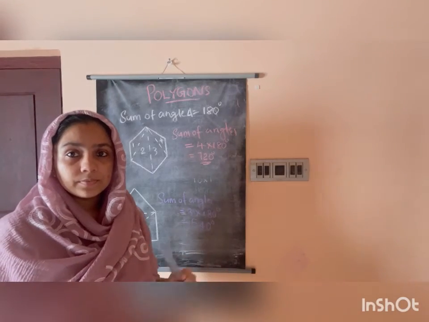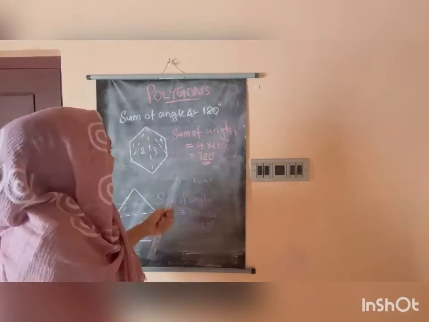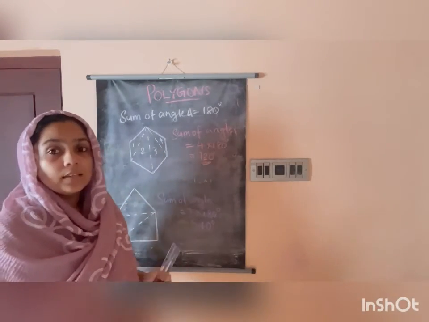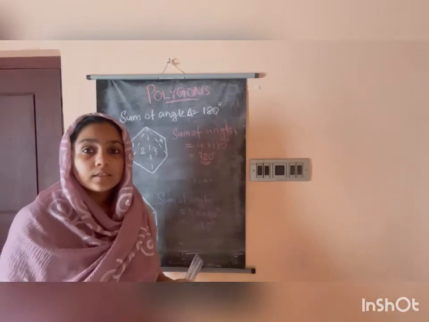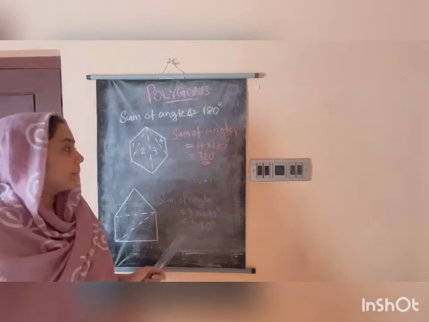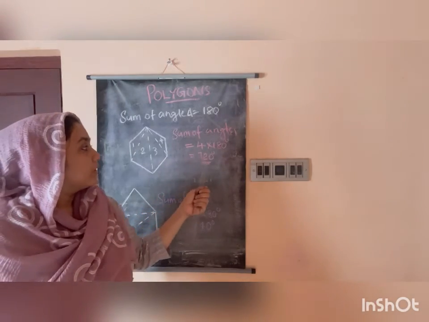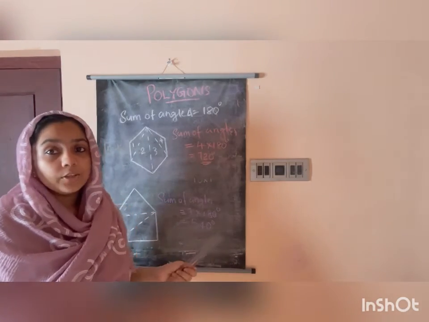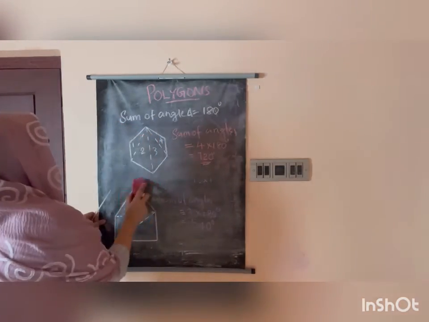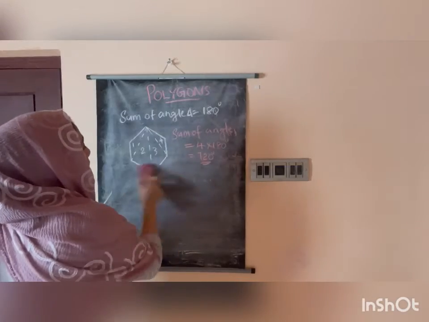How much is it? Yes. The sum of angles of a triangle is 180 degrees. The sum of angles of a quadrilateral is 360 degrees. The sum of angles of a pentagon is 540 degrees. And the sum of angles of a hexagon is 720 degrees. I will draw a table for you showing all these things.